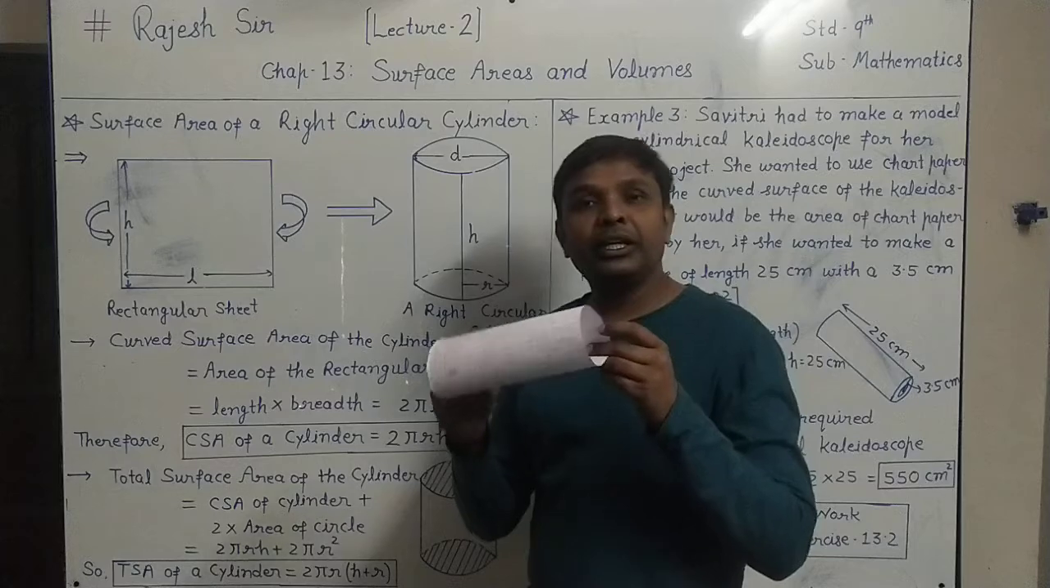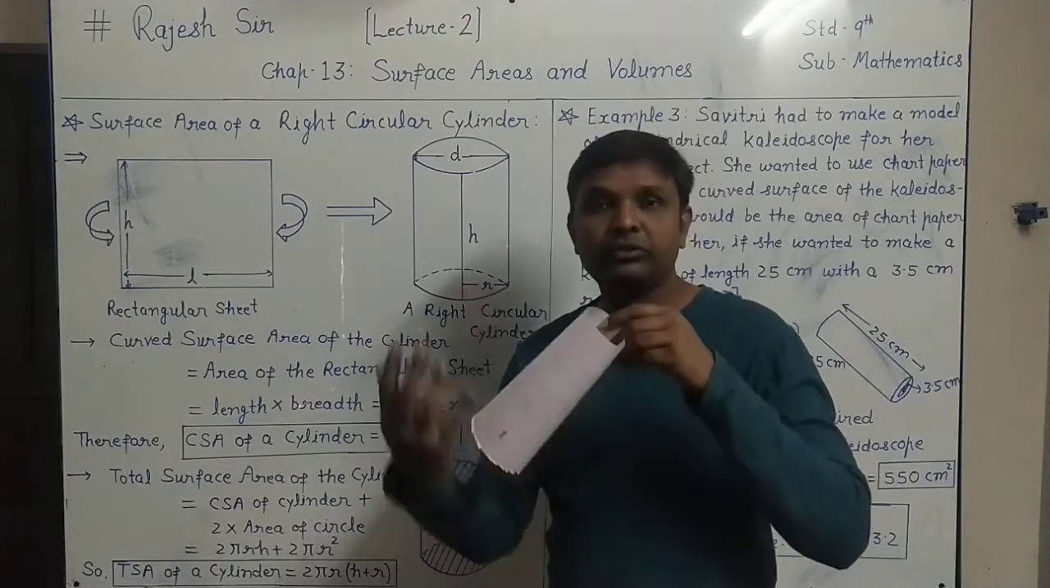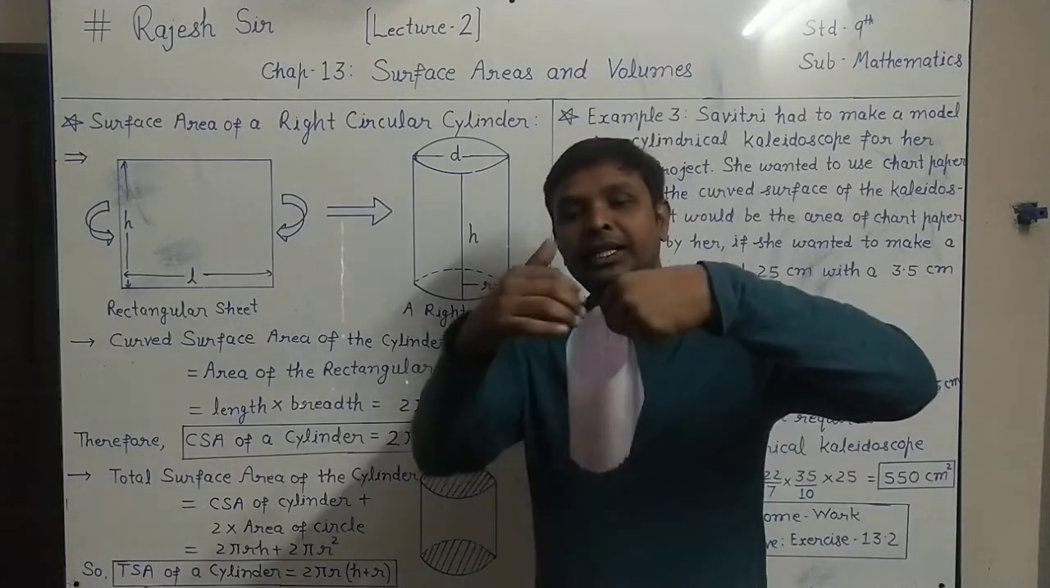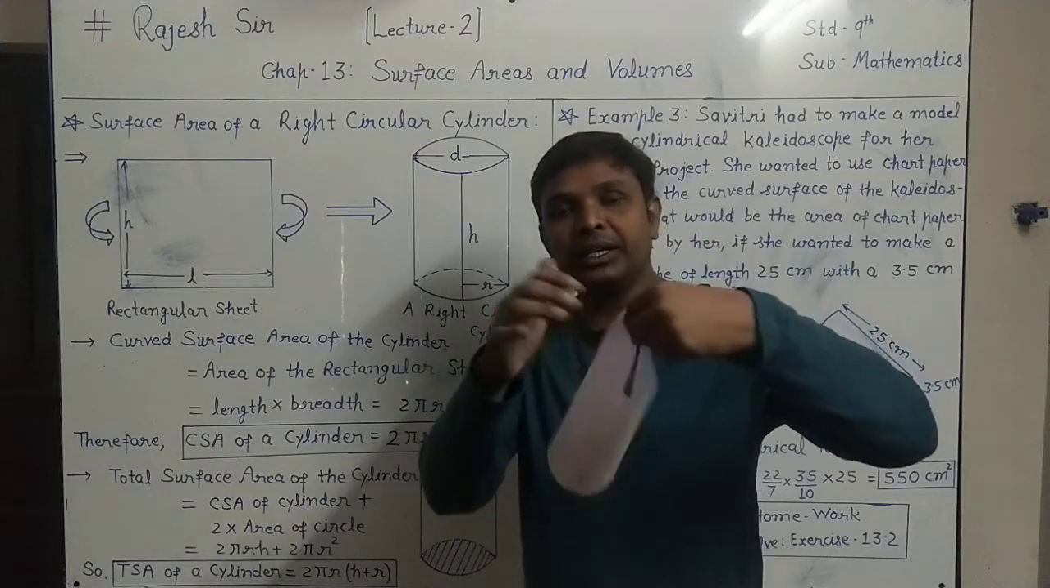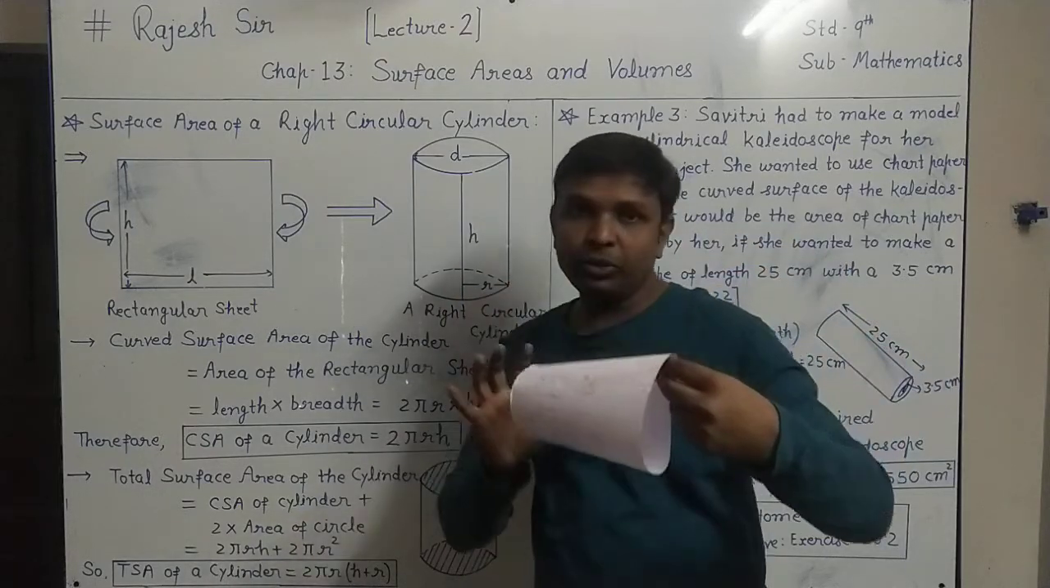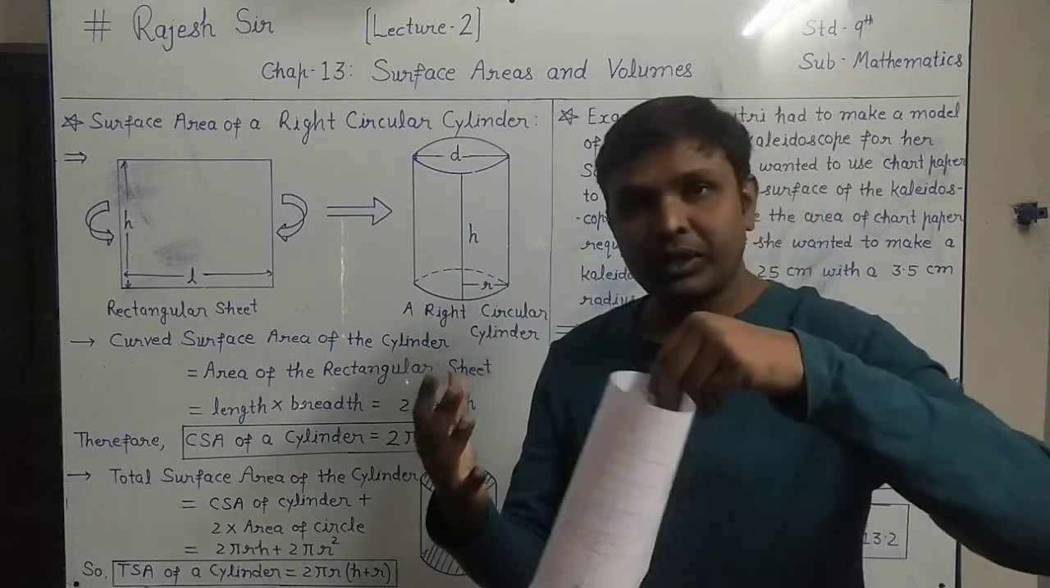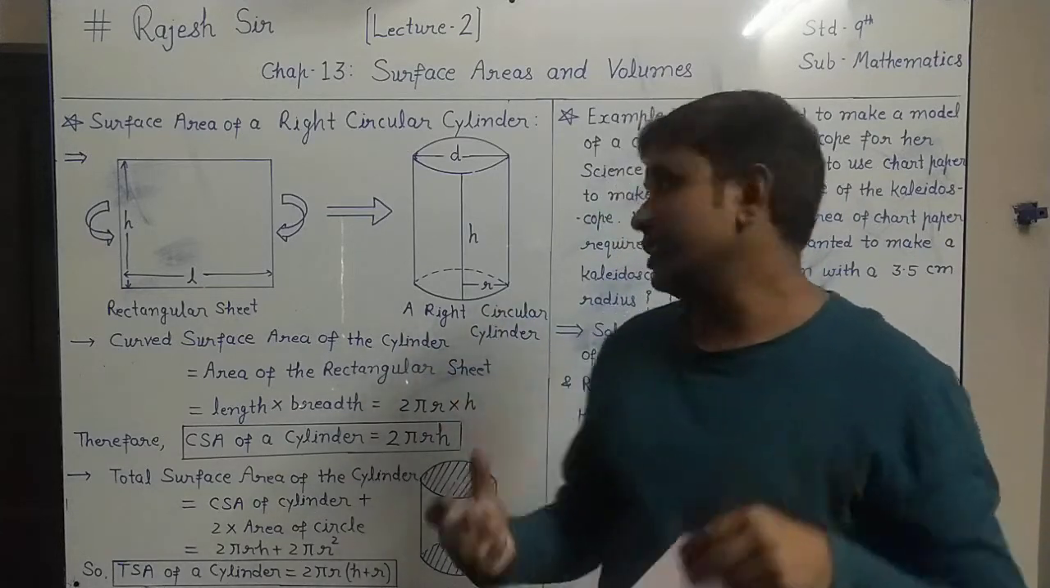So how do we find the surface area of this cylinder? In this, it is open on both sides, here and here also. Both sides are open. Only this part is there, so it is called the curved surface area of the cylinder.